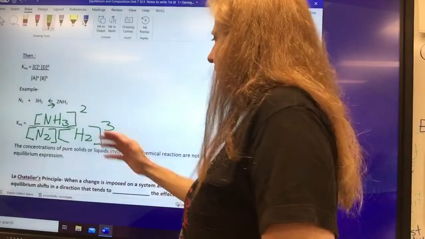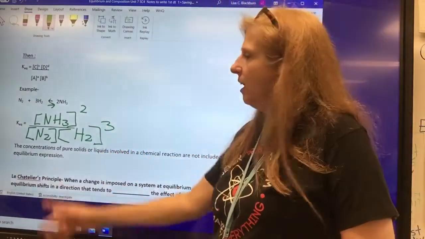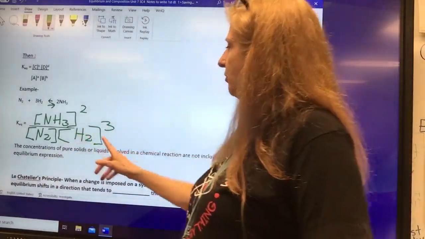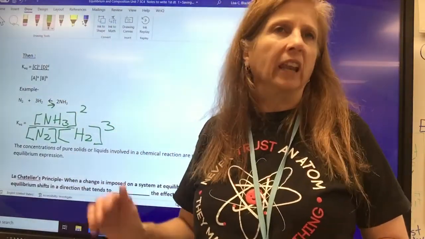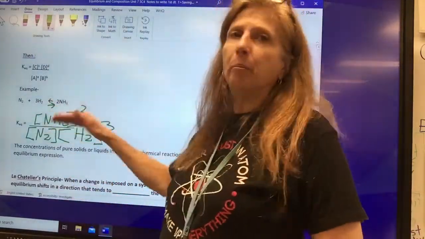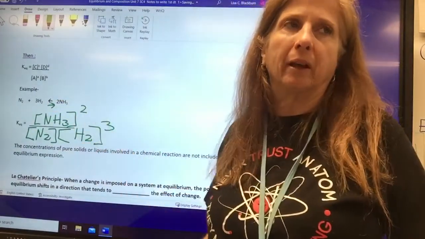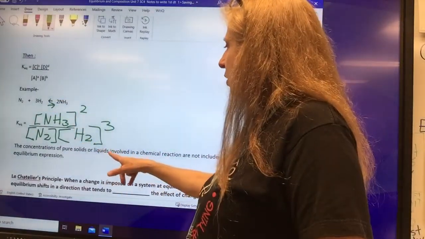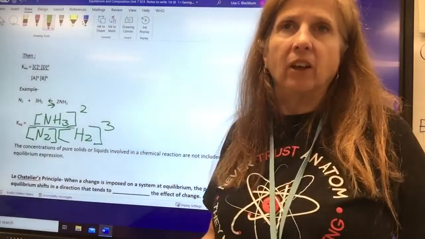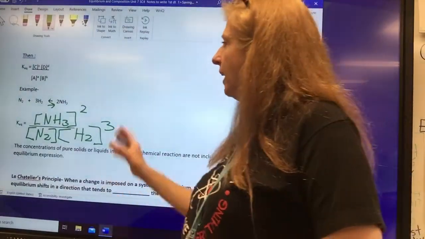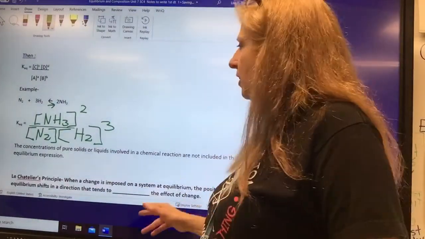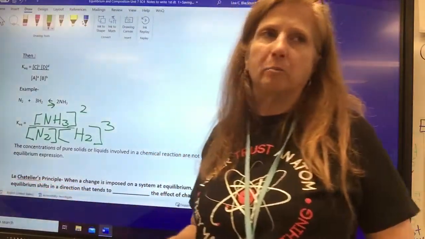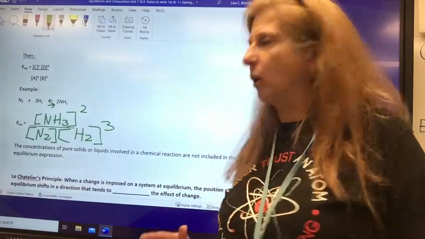Okay? All right, so these are the exceptions. The concentrations of pure solids, so like if one of our reactants was gold, just a lump of gold, you do not put it in the equilibrium expression. You also don't put pure liquids. So if there was a pure liquid, you wouldn't put that in either. They're not included in the equilibrium expression. This will make more sense once we do our worksheet on it.